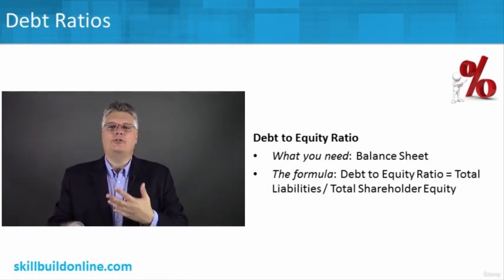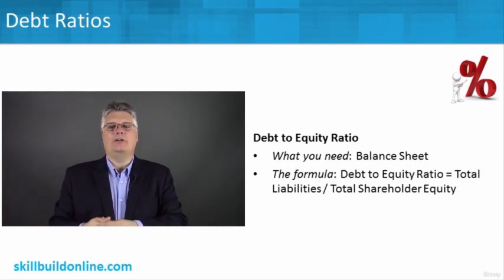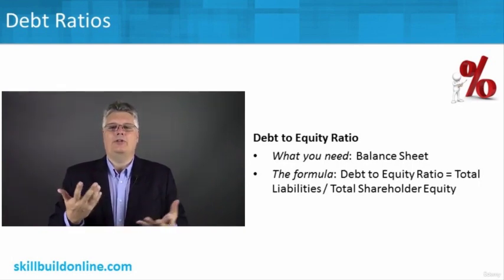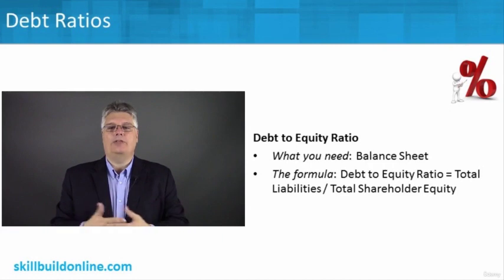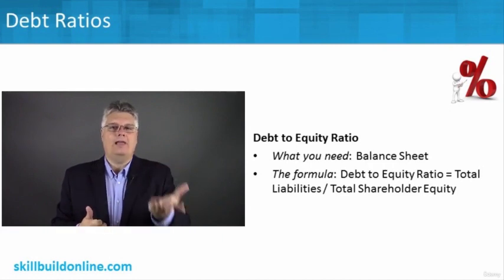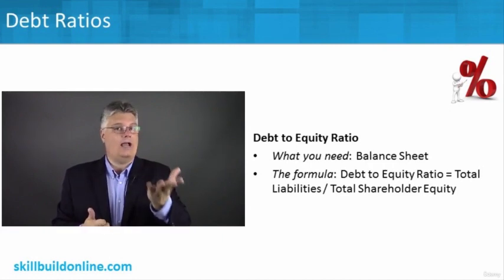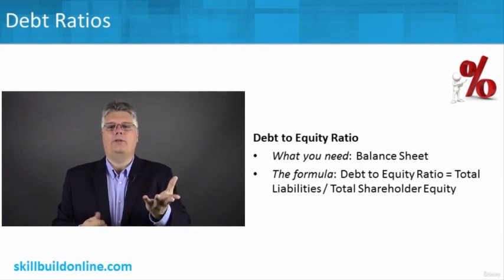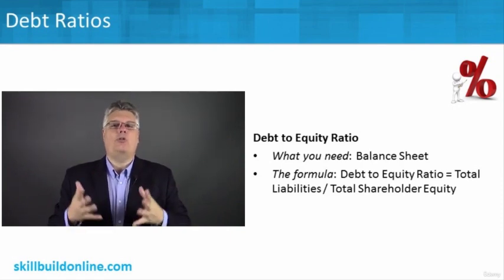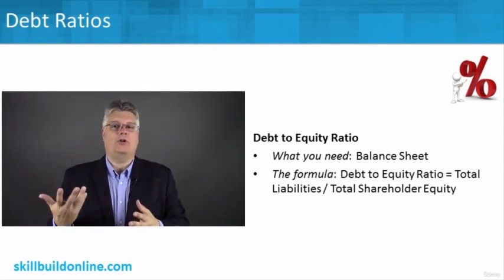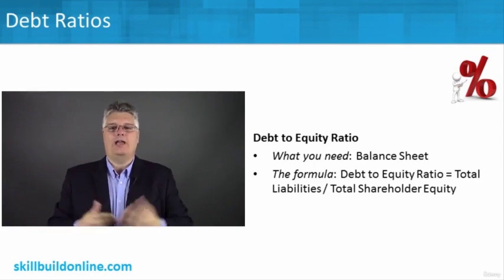It's a real common ratio that you'll probably be using quite a bit. First off, this is all coming off the balance sheet, like those liquidity ratios, and you're looking at the debt in comparison to the equity. So you're taking your total liabilities right off the balance sheet. What is the total? Not current. Now you're looking at total liabilities, and you're dividing that by the total shareholder equity. That's you and I as shareholders. How much shareholder equity do we have there?